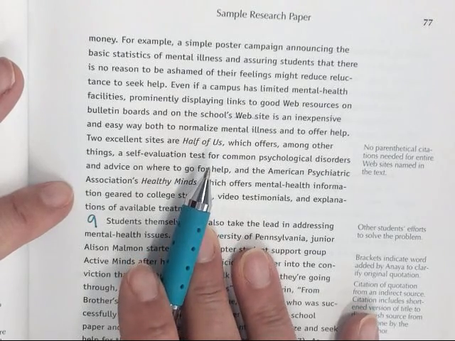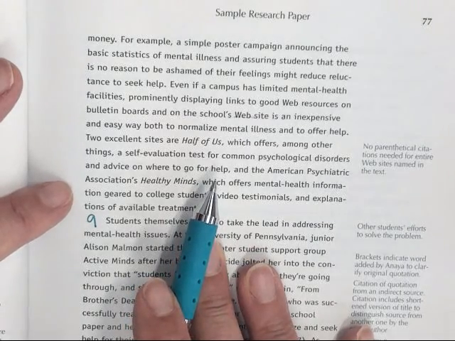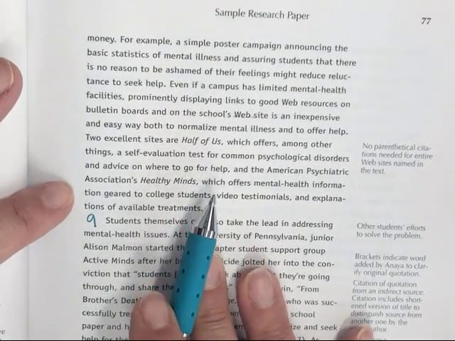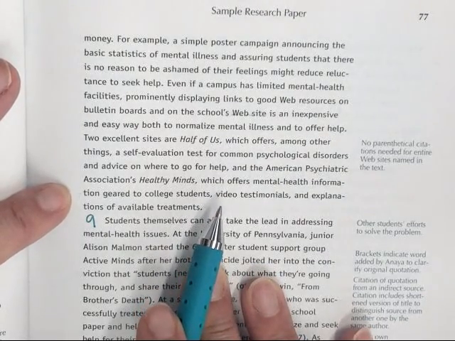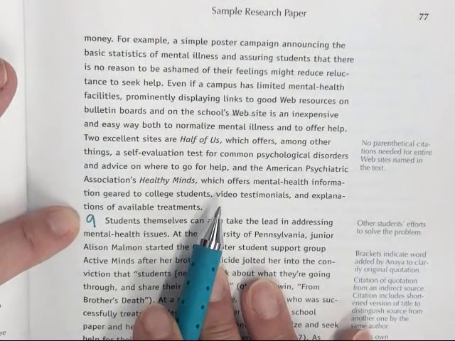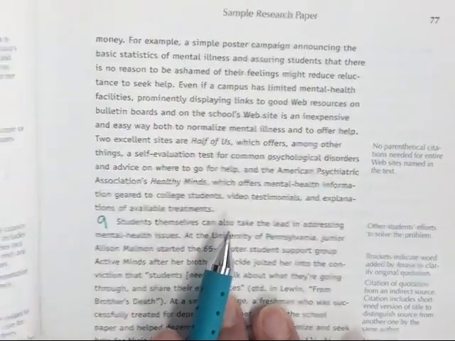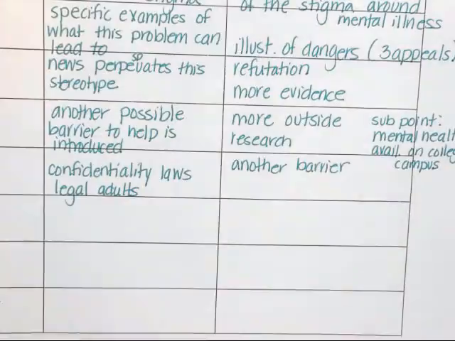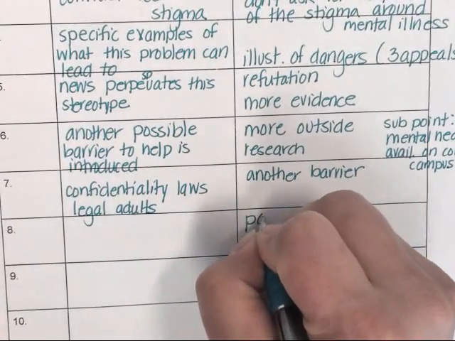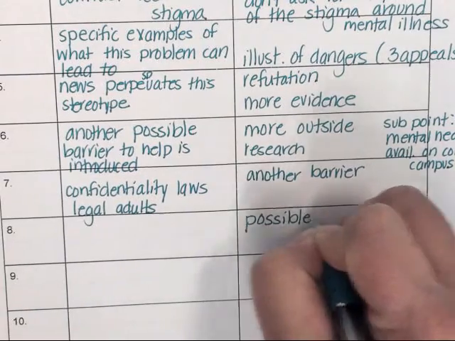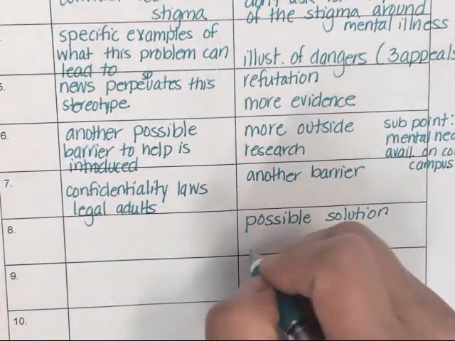Two excellent sites are Half of Us, which offers, among other things, a self-evaluation test for common psychological disorders and advice on where to go for help, and the American Psychiatric Association's Healthy Minds, which offers mental health information geared toward college students, video testimonials, and explanations of available treatments. So for the first time here in paragraph 8, what is she bringing in? A possible solution. Good. And she's backing it up with research.